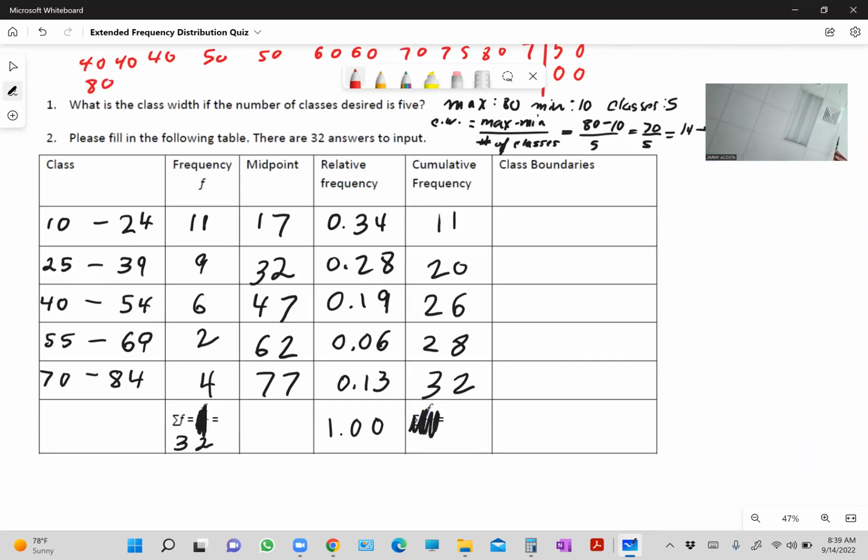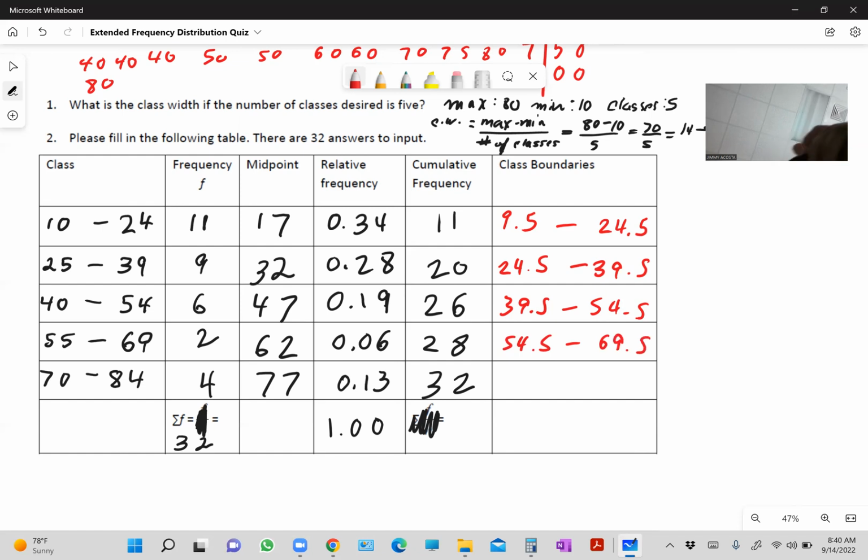So if I take away 0.5 from 10, I'm at 9.5. But if I add 0.5 to 24, I'm at 24.5. If I take away 0.5 from 25, now I'm at 24.5 here. Then I add 0.5 to 39, and now I'm at 39.5. Then I take away 0.5 from 40, and this is 39.5. And then I add 0.5 to 54, and now it's 54.5. I keep on repeating this, and guess what happens to the gaps? They are gone.